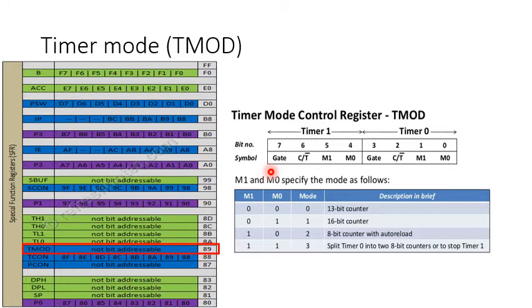The GATE bit in TMOD is used to decide how the timer begins. If GATE is equal to 1, then the timer will start up using hardware. If it is set to 0, it will start by a software mechanism, when it receives a control signal from TR1 in the TCON register.